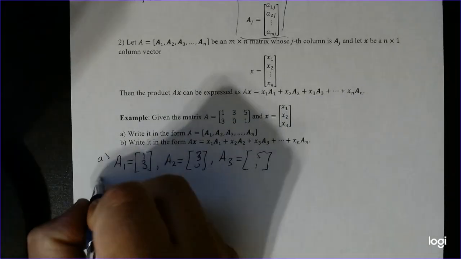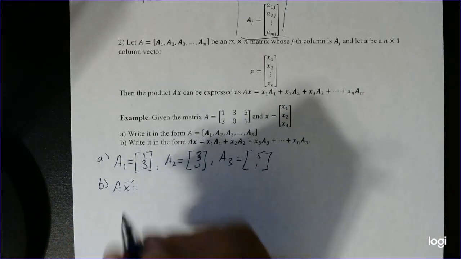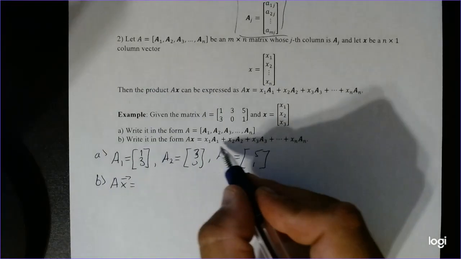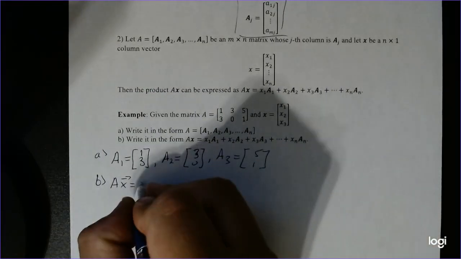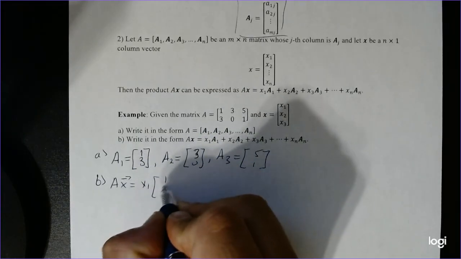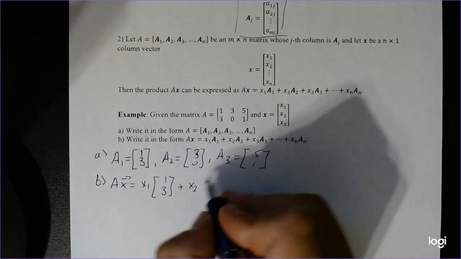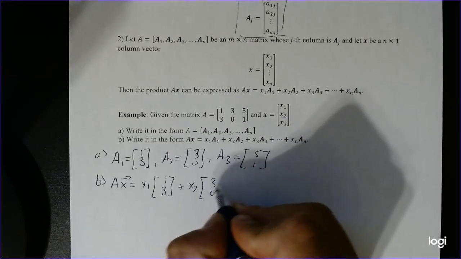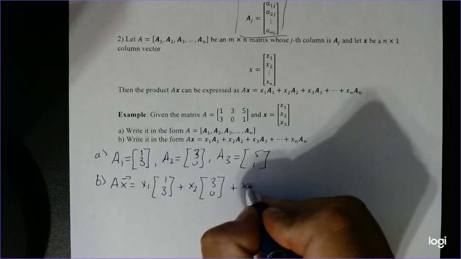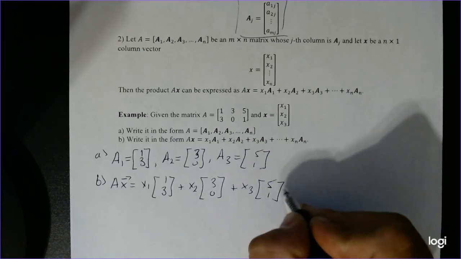So now for B, we write it as AX. We're going to follow this template right here. It's going to be x1 times a1, so the vector 1, 3, plus x2 times the vector 3, 0, plus x3 times the vector 5, 1. And we're done.